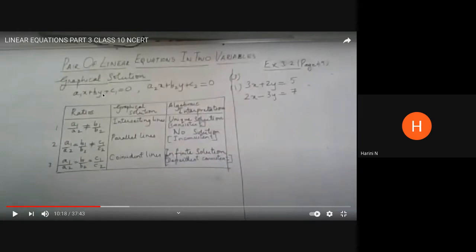A1x plus B1y plus C1 equals 0. This is how we write the general form. So our constant term is now sitting on the right hand side. You must bring it, or transpose it, to the left hand side. So when you transpose, what will happen? It will become 3x plus 2y minus 5 equals 0. Did you understand? Similarly, the second equation, when you bring it in the general form, it will become 2x minus 3y minus 7 equals 0.